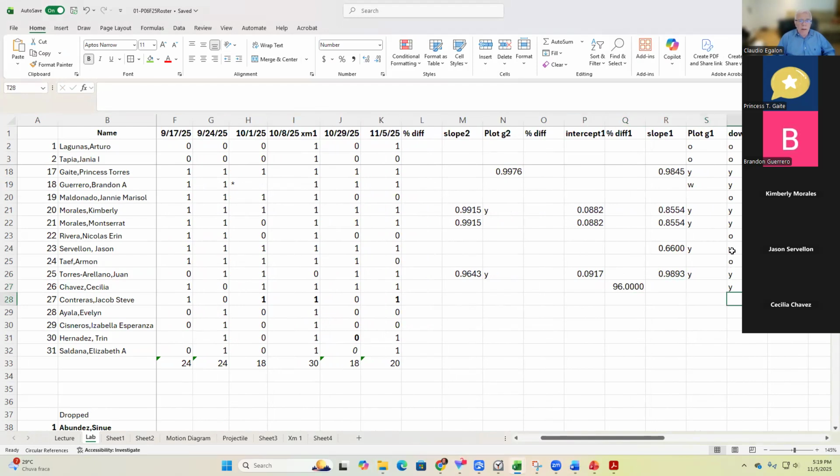Next is Jacob. I don't see Jacob here. Evelyn Ayala. Evelyn is not here. Isabella Cisneros. I don't see Isabella here. Trin. Are you there, Trin?